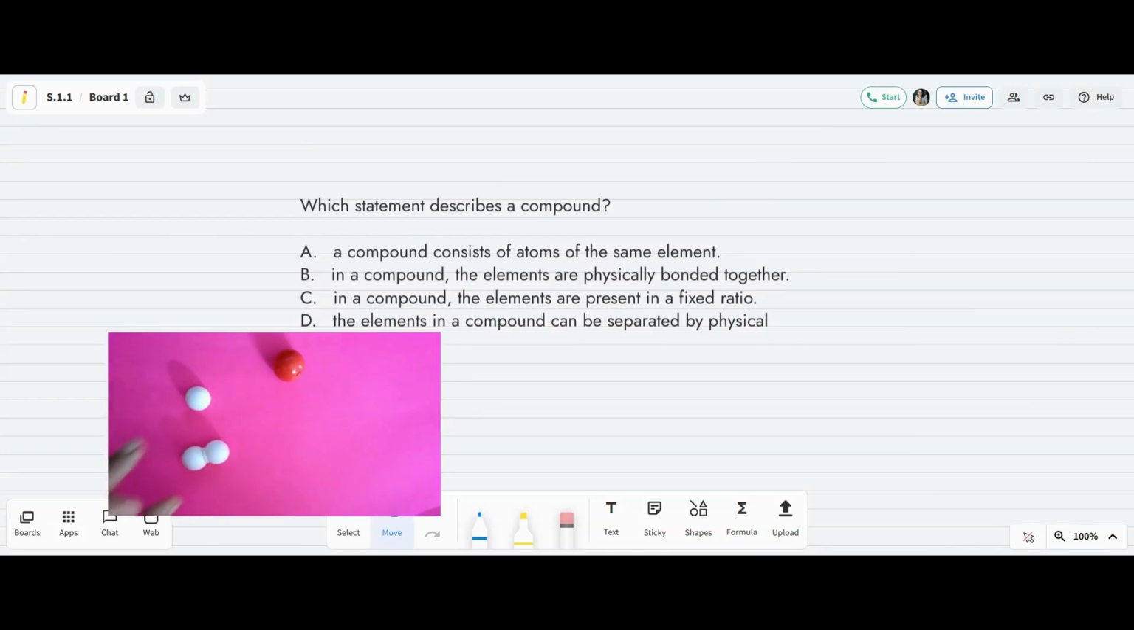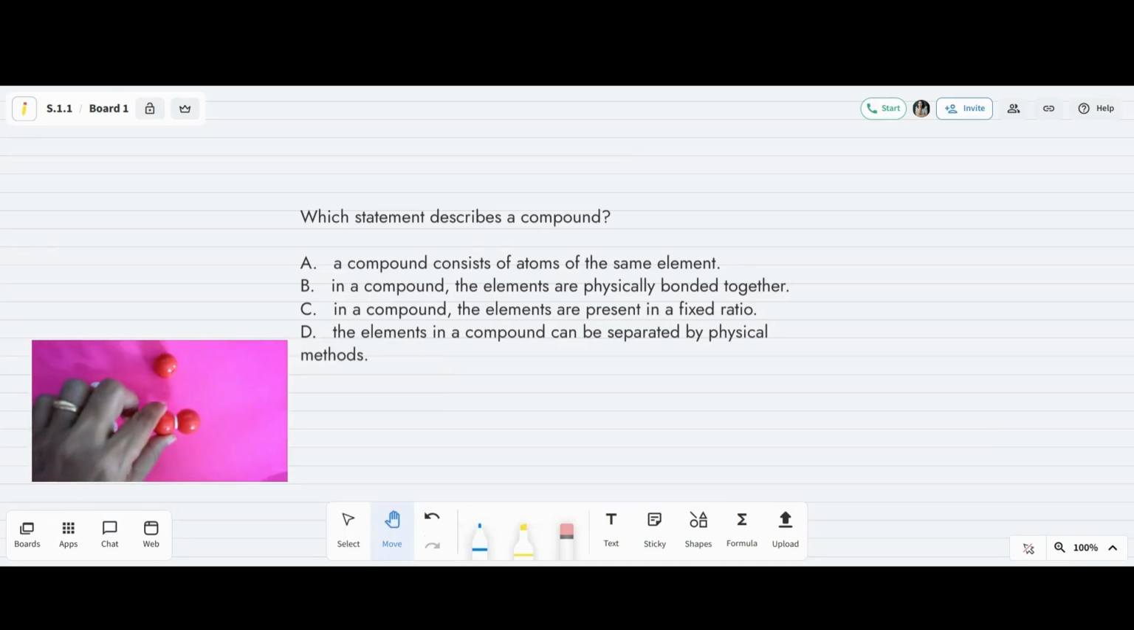This would be a molecule of the element hydrogen. Because you have two atoms of the same type, it's still an element, but because you have a group of atoms bonded together chemically, that's why it is a molecule. This is a molecule of the element oxygen, or O2, and it's still an element because it's made of the same atoms. It's not a compound.